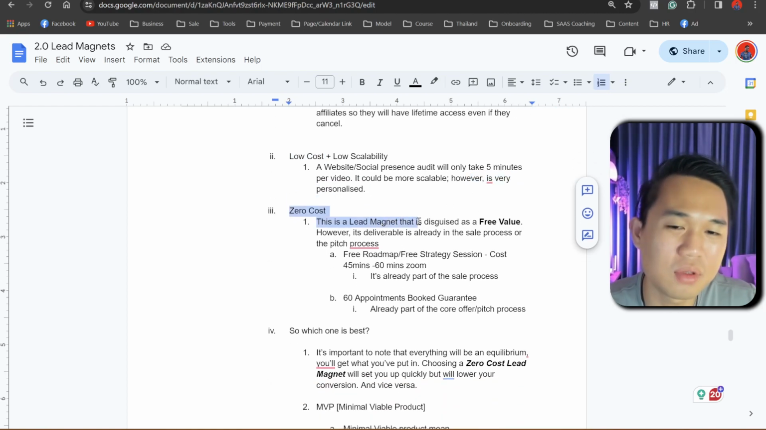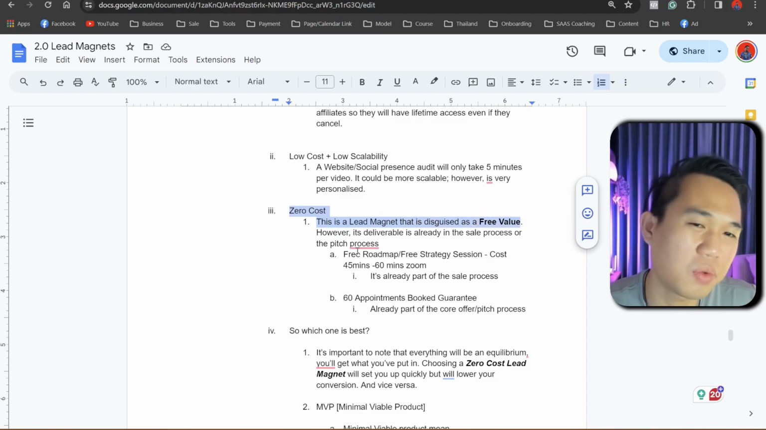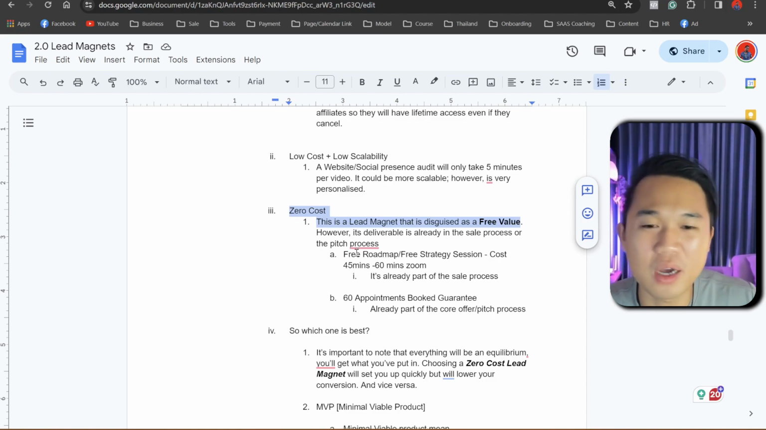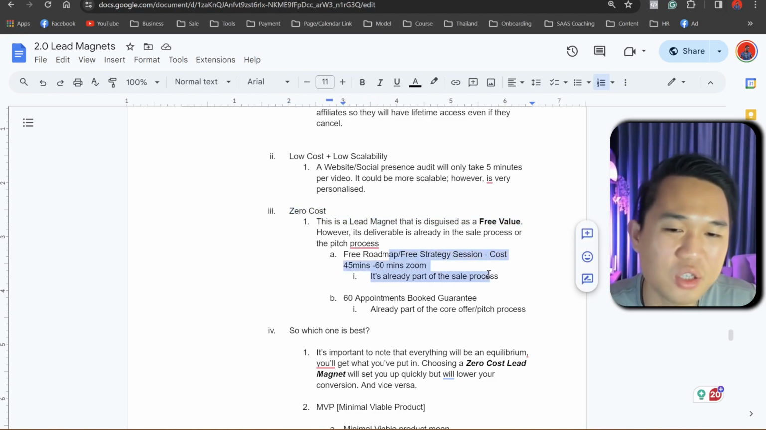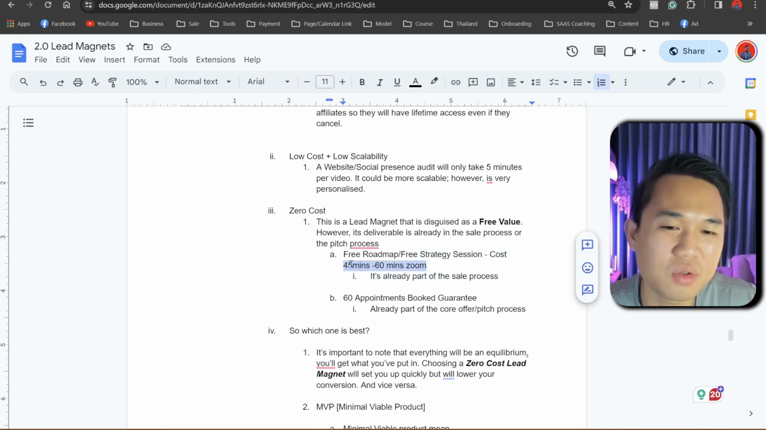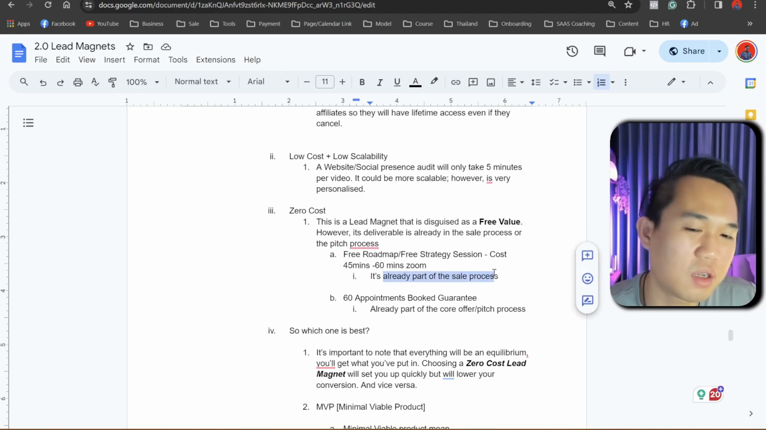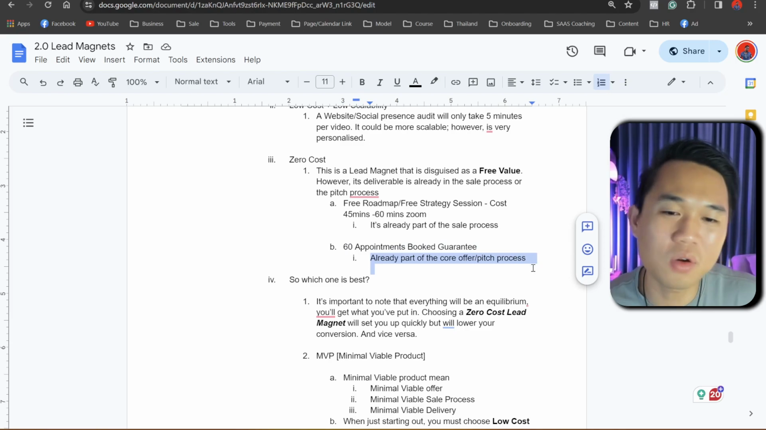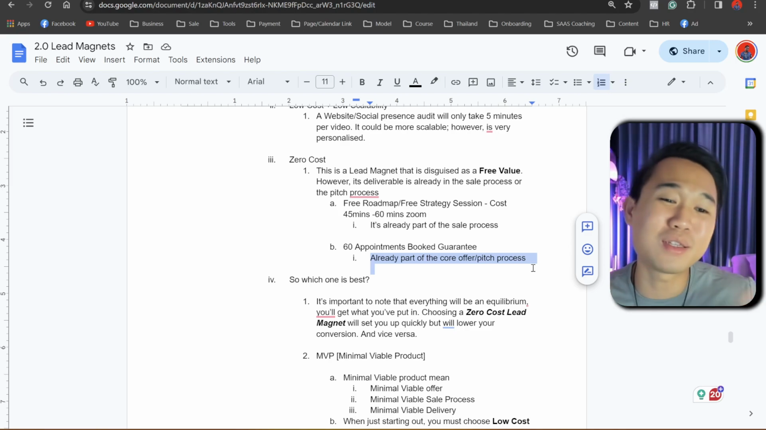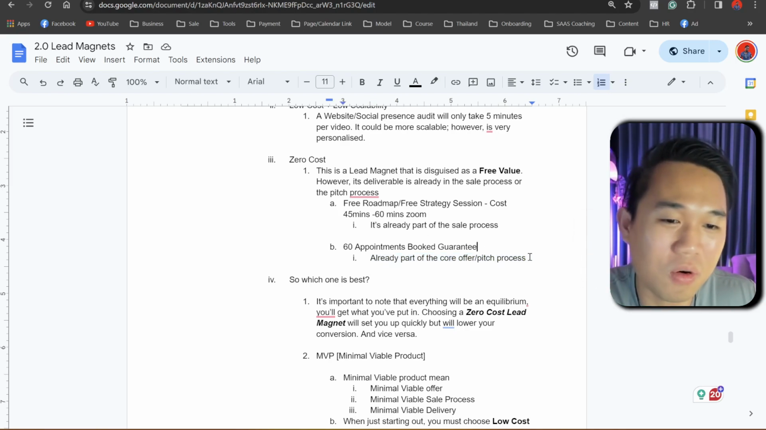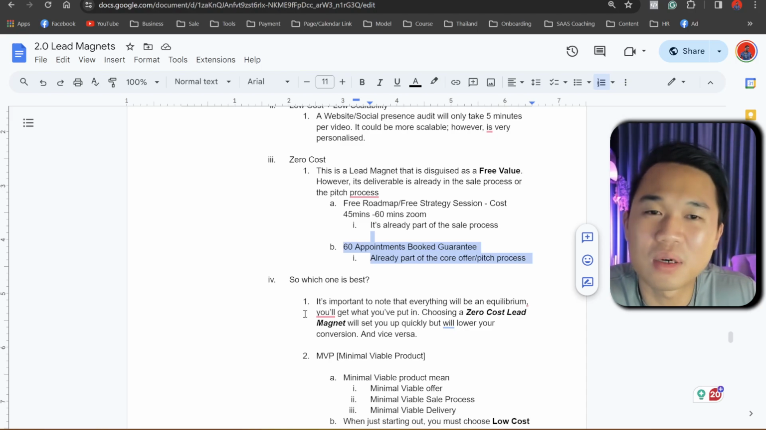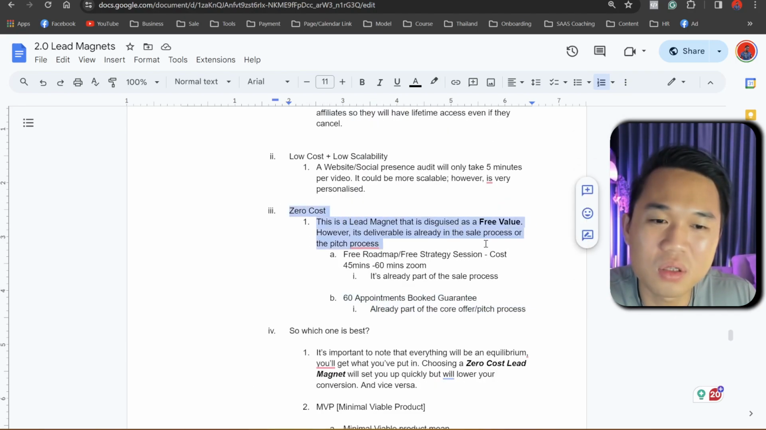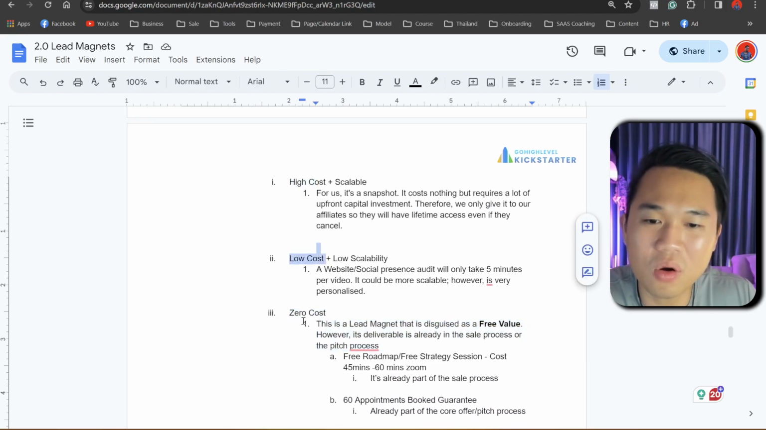Zero cost lead magnet. This is not low, this is actually zero. It's disguised as free value. In 2024, 2025, people are catching on to that, such as a free roadmap or free strategy session. It actually costs you 45 to 60 minutes on Zoom, but it's already part of the sales process. Or something like the book appointment guarantee. It's already part of the core offer. So again, the zero cost one is just something that is already in the process or already in the core offer. You don't have to make anything. Really, it's already there. These are zero cost lead magnets. So you have high cost, low cost, and zero cost.